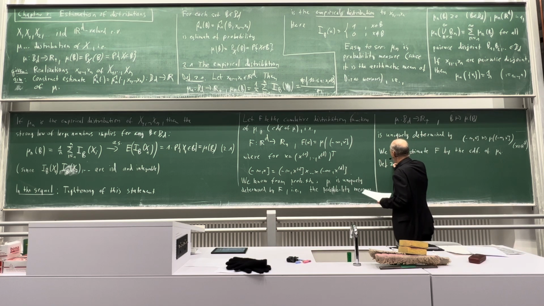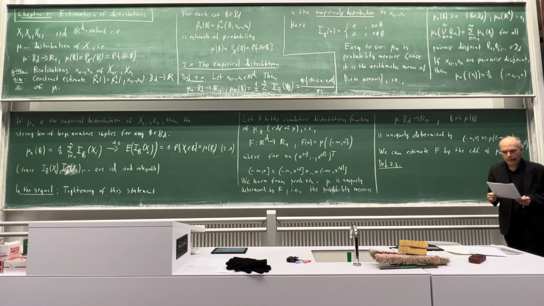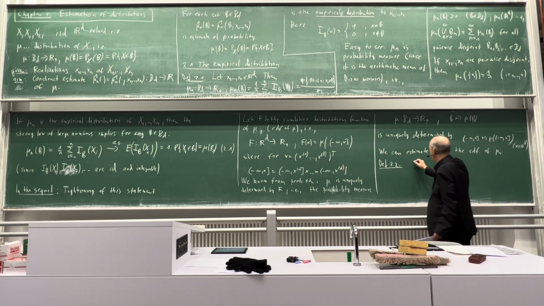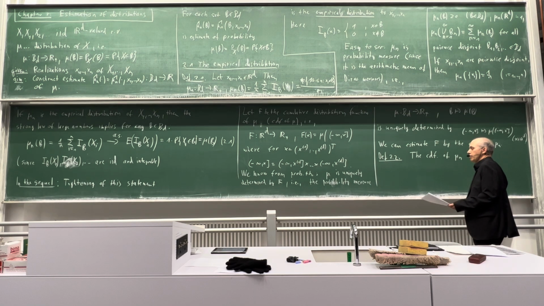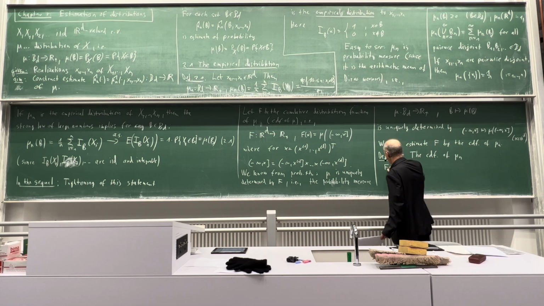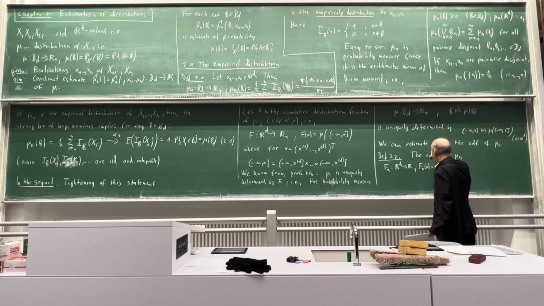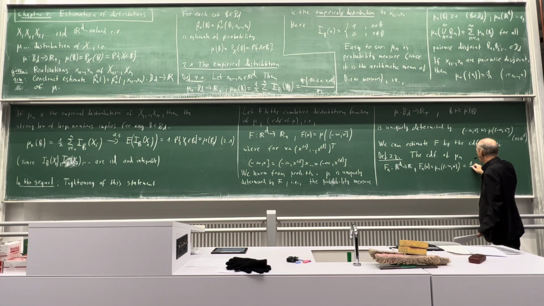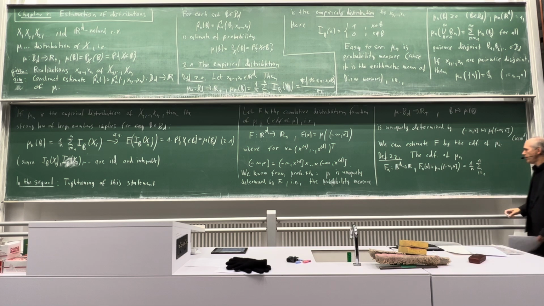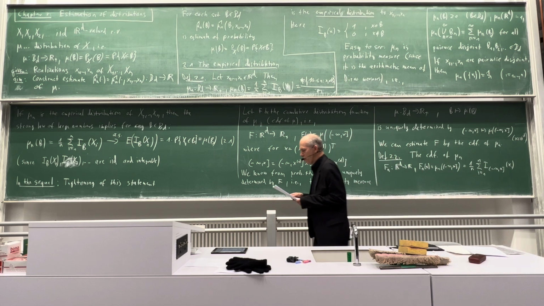Definition 2.2. The CDF of mu n, which we will call from now on capital Fn, from R^d to R. Fn of x is mu n of minus infinity to x, which is 1 over n, sum i equals 1 to n, indicator function of the set minus infinity to x, evaluated at xi. This function is called the empirical cumulative distribution function of x1 to xn.